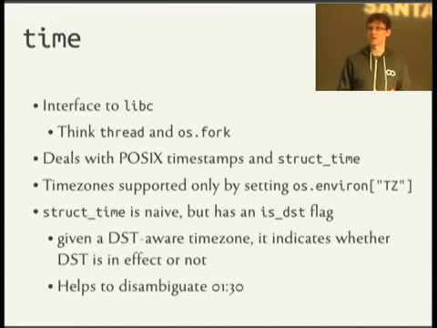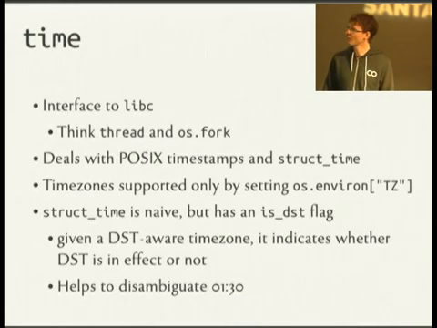And it deals with POSIX timestamps and struct_time, which is a Python thing. It's a time tuple, but also interfaces directly with the operating system, with the libc tm struct. Time zones are supported, but only by setting an environment variable and then calling tzset on the time module. And that means that you can't do multi-threaded time zone things. You can only have one environment variable set for a process at a time. It's a hassle. You never quite know if you've set it or not, and yeah, you can't keep two dates in mind at the same time.